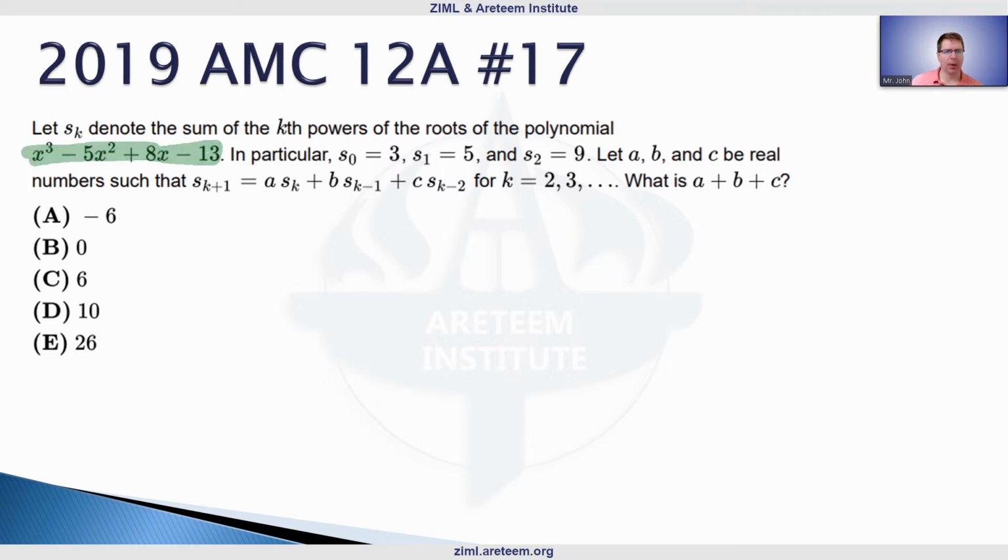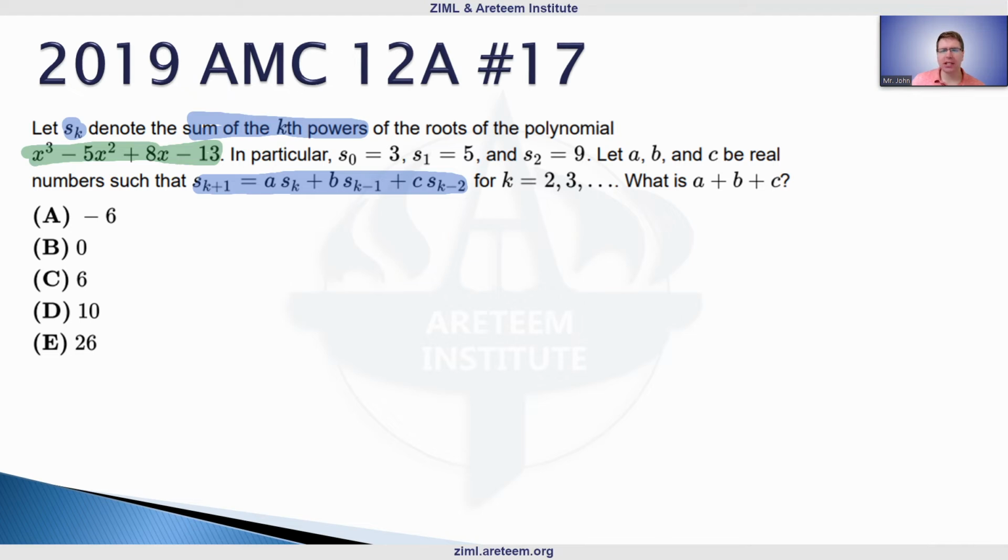So, kth powers of the roots. Let's start out and think about what we're asked about. S sub k is the sum of the kth powers of the roots. And the problem is telling us that we can write this sum of the k plus first powers of the roots as a recursive formula in terms of the smaller powers.